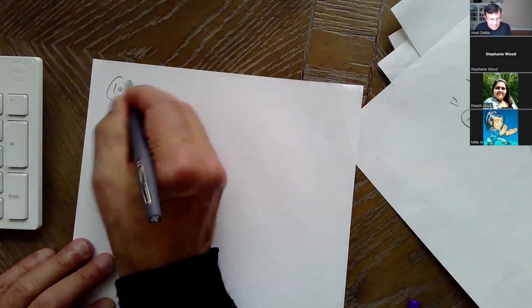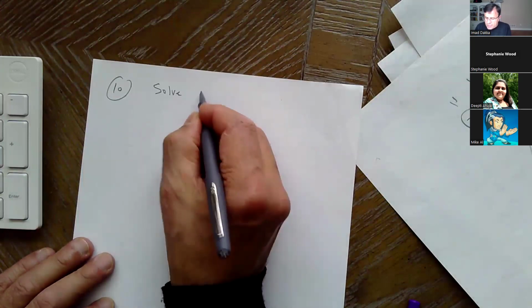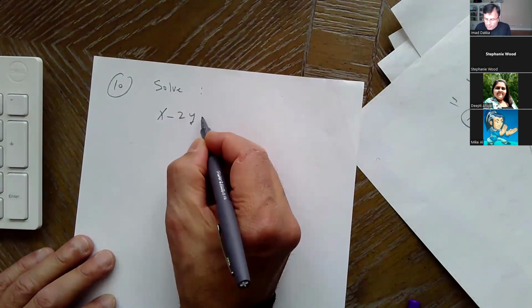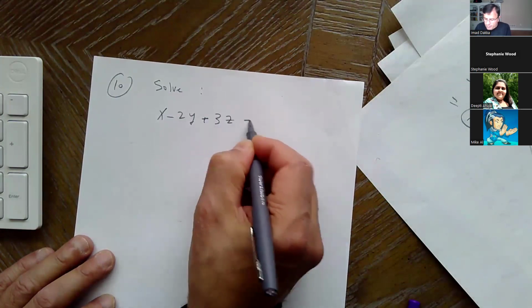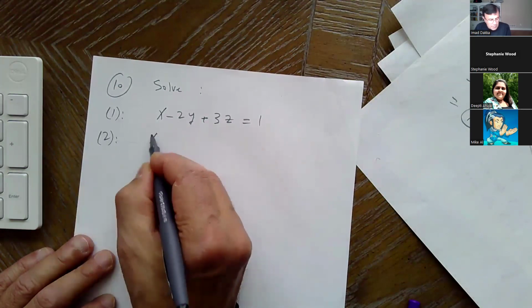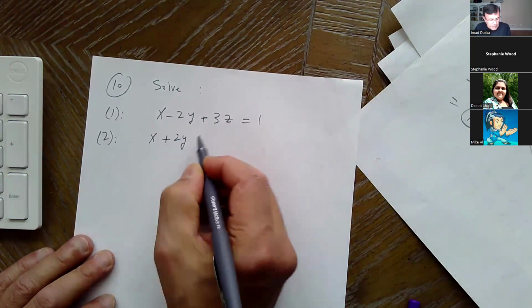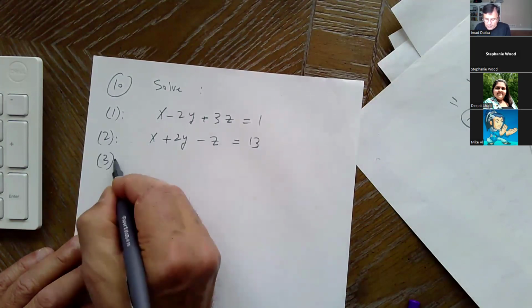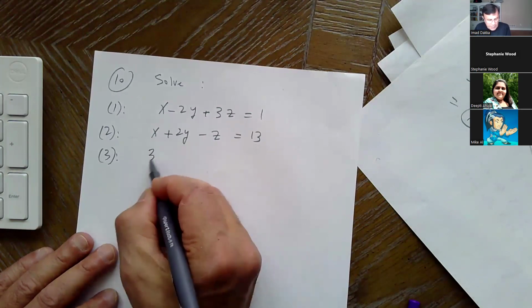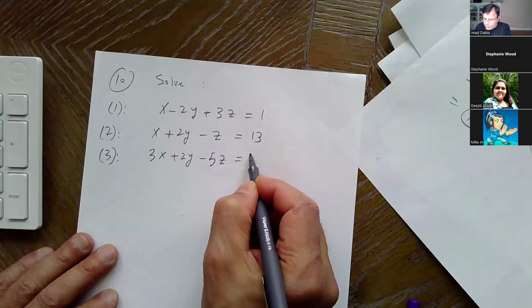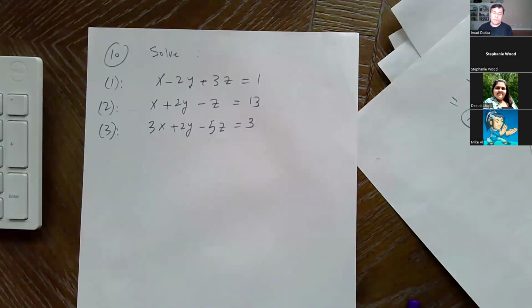So number 10, it says solve the system of equations using the method of your choice. It's a final exam, so I'm not going to make you do a certain method. I'll just say use any method you want. So you tell me which method you think is easier, using Cramer's rule with determinants, or you want to do elimination? If I were you, I would pick elimination if I have a choice. Would you pick something else?